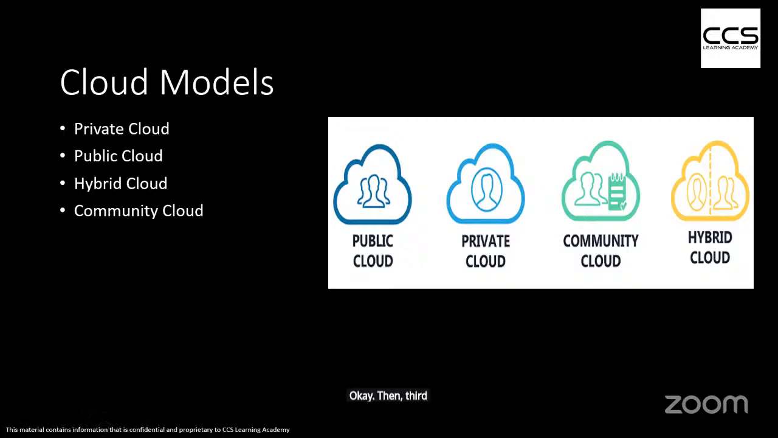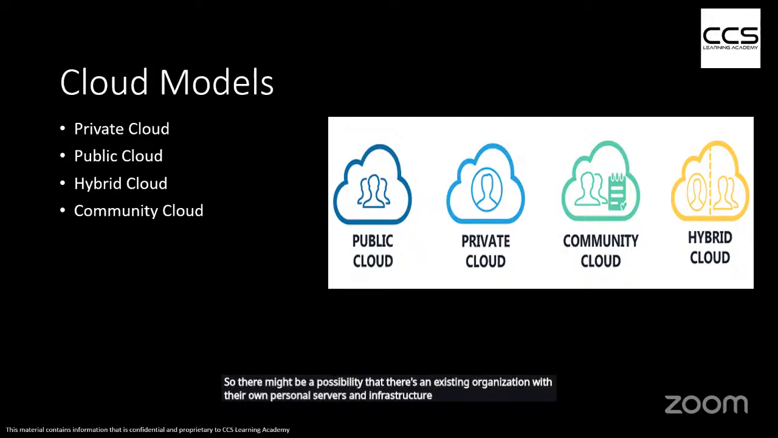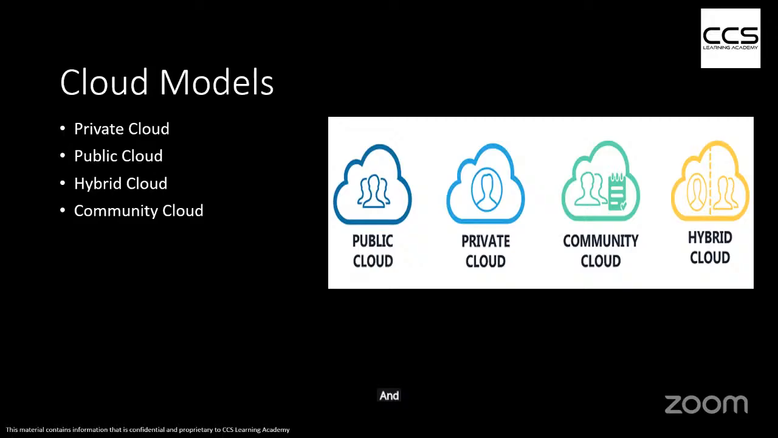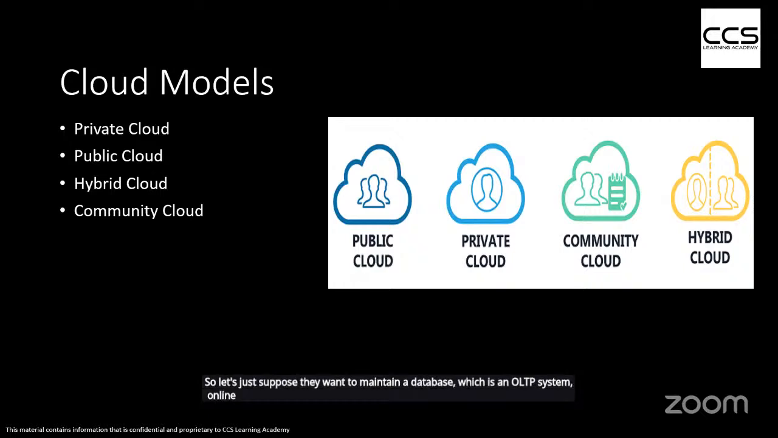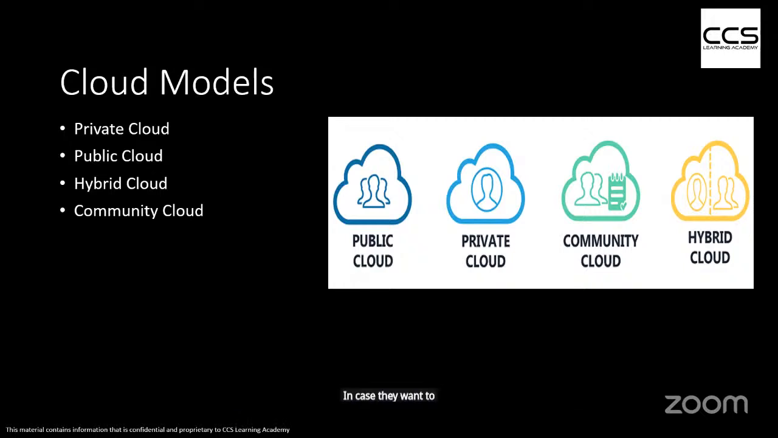Then third is what? Hybrid cloud, right? Guys, hybrid cloud, I would say, combines public and private cloud, bound together by technology that allows data and applications to be shared between them. There might be an existing organization with their own personal servers and infrastructure, right? And on top of that, they want to utilize some public cloud operation. Okay. So let's suppose they want to maintain a database, which is an OLTP system, online transaction processing system, and they want to maintain this on premises, right?